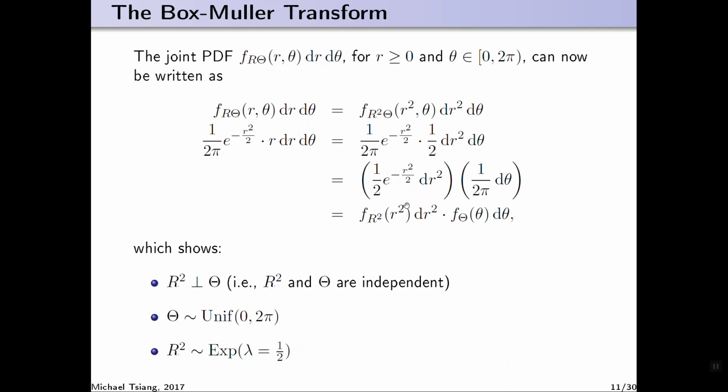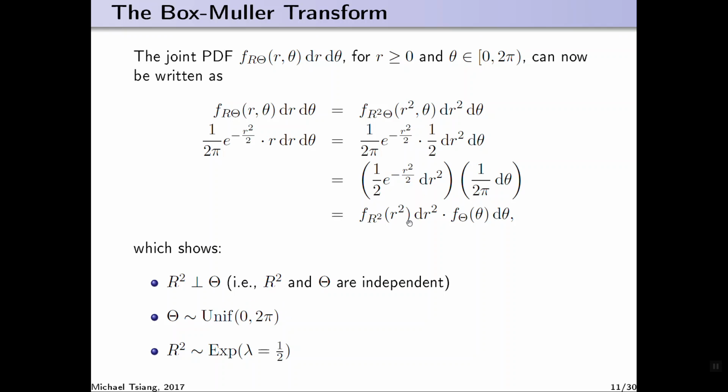Okay, and so this factors into a PDF over the variable r squared and a PDF over the variable theta. Okay, so if over here we have just a constant 1 over 2 pi, that's equivalent to the PDF of the uniform distribution from 0 to 2 pi.